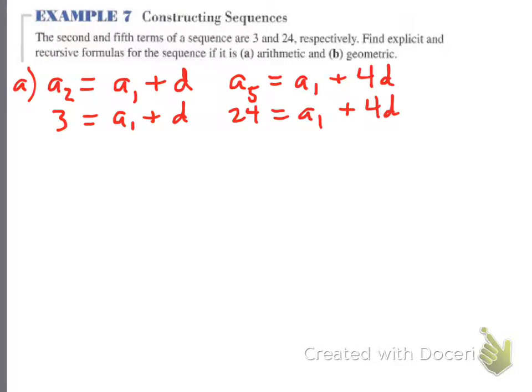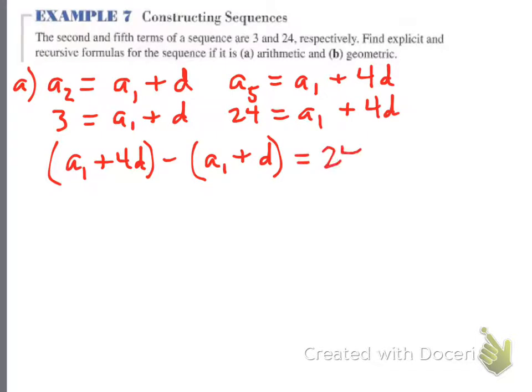What are we going to do here? We have to find the common difference. How do we do that? We take a sub 1 plus 4d, and we subtract a sub 1 plus d. Then we set that equal to 24 minus 3. Now a sub 1 minus a sub 1 goes away. 4d minus d is 3d. 24 minus 3 is 21. So d is 7. That's our common difference.